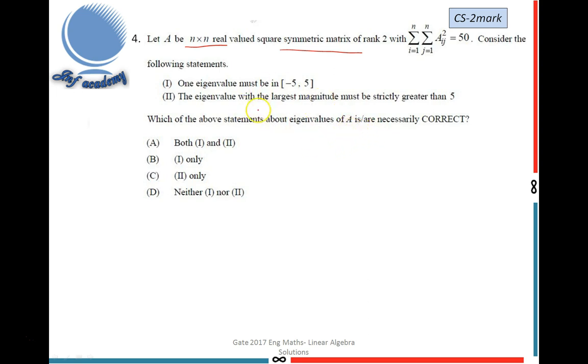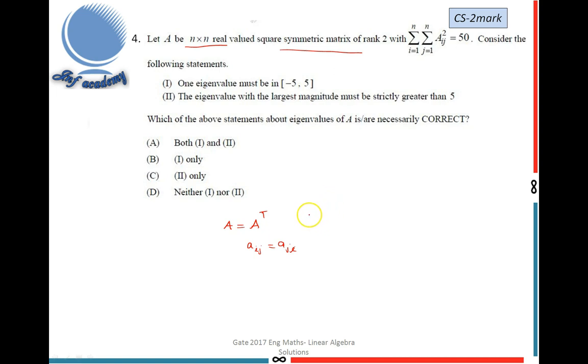Here given A is an n by n real valued square matrix. That means A is a square symmetric matrix. That means A equal to A transpose. And all the entries are real because it is a real valued square symmetric matrix. Rows and columns are equal. Number of rows equal to number of columns. A equal to A transpose means Aij equal to Aji. And it has rank 2.